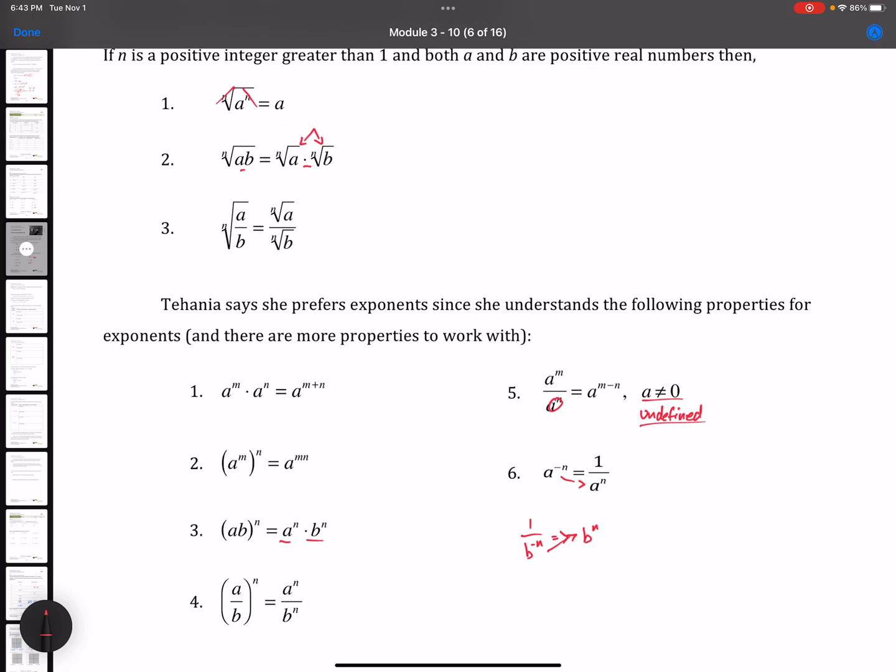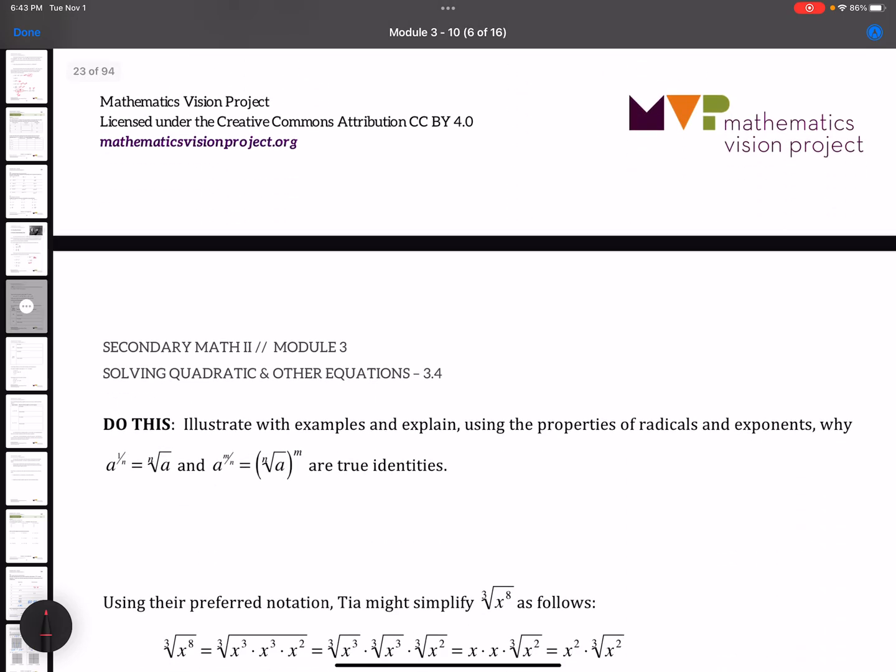Now, this page right here is going to be a great resource for us as we are looking at different properties of radicals and exponents, both in the lessons and in homework. So as you're getting familiar and comfortable with these properties of radicals and properties of exponents, please feel free to come back to this page and refer to it to help you on your homework.